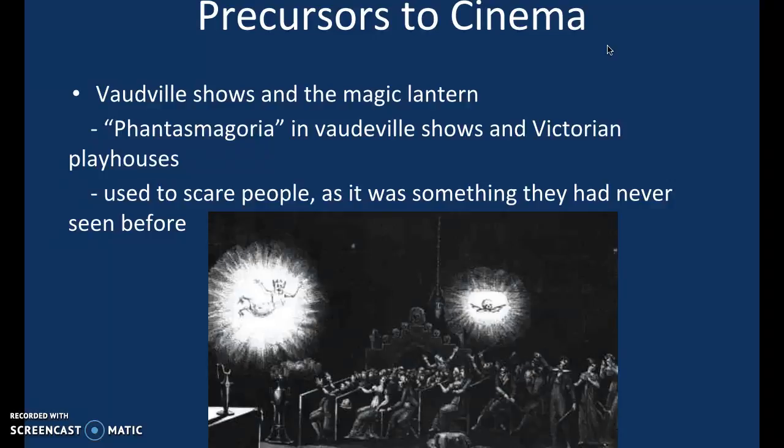I want to talk a little bit about Phantasmagoria, which was shown in these vaudeville shows or Victorian playhouses. And a phantasmagoria is essentially a projection of a frightening image on the wall or ceiling. And it usually went along with whatever the story was. And it really entertained and scared the audience as it was something that they had never seen before. And it brought a lot of life to the story and or play.